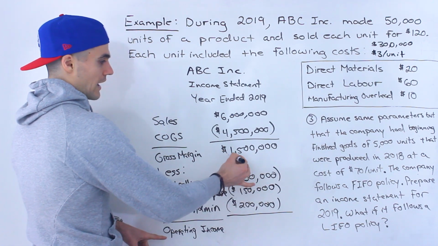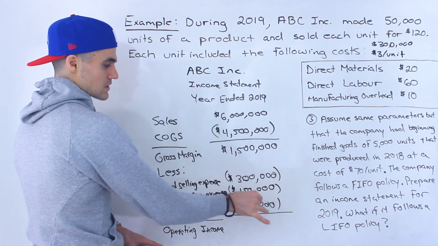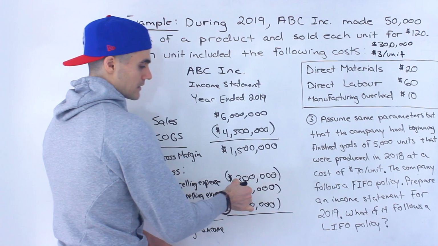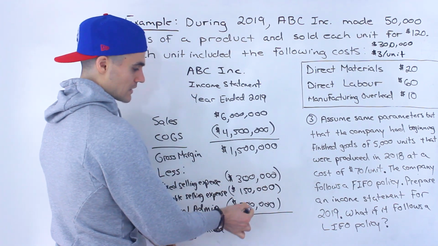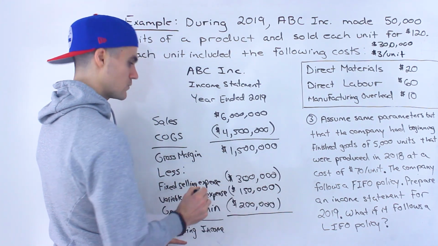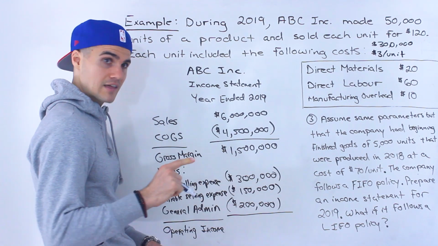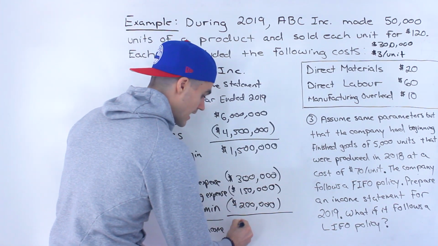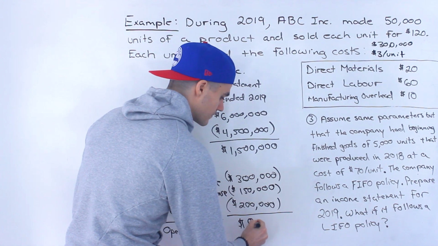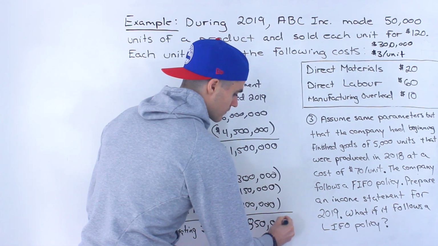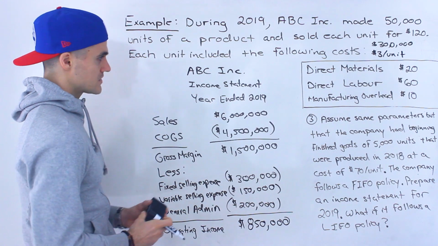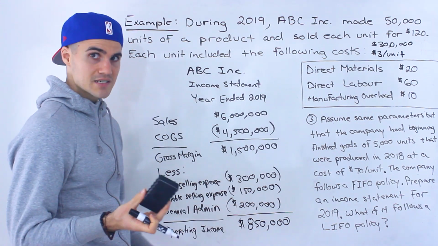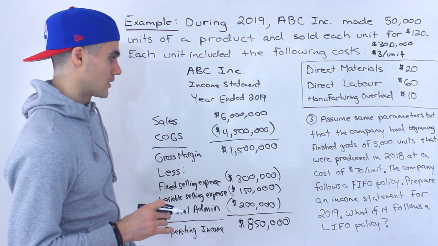And basically, we'll have the 1.5 million minus all of these: minus the 300,000, minus the 150,000, minus the 200,000. If you sum up all of these, we would end up having 650,000. 1.5 million minus 650,000 gives us 850,000. And so that there ends up being the income statement for number 2.